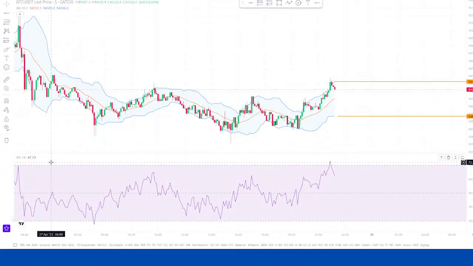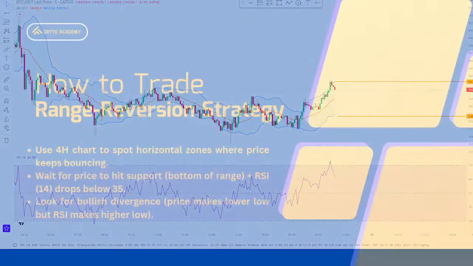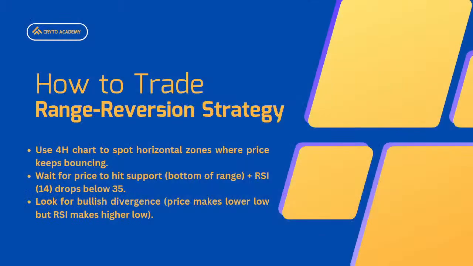Next to it here, you can see it is actually showing the numbers. So you don't have to try looking from here. You can just look here, next to 14 you can see the RSI value. So from the slides, you need to make sure that you wait for the price to hit support, actually the bottom of the range.